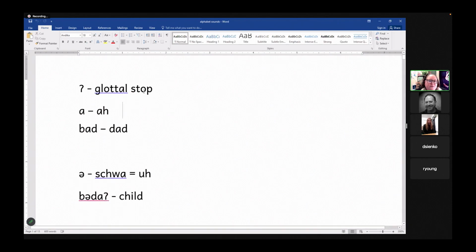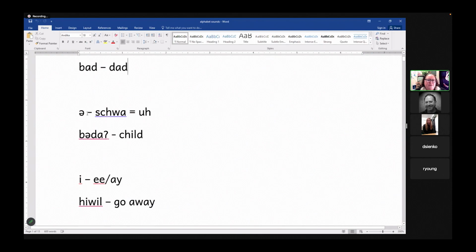So first we have the glottal stop. And the glottal stop doesn't actually make a sound, but it acts as an abrupt stop or start to a word. You commonly find them in front of vowels. Then we have A. The A in Lushootseed makes an ah sound. Bod, which is dad. Bod.